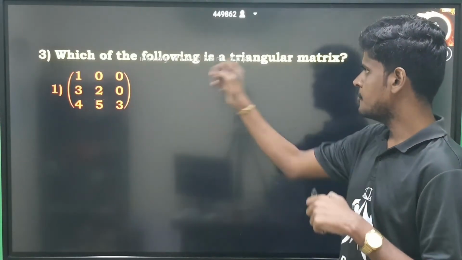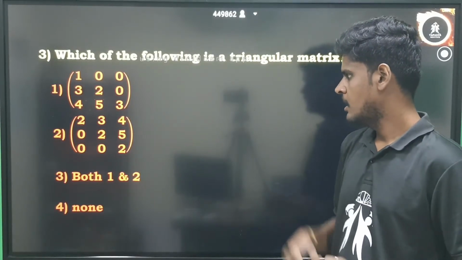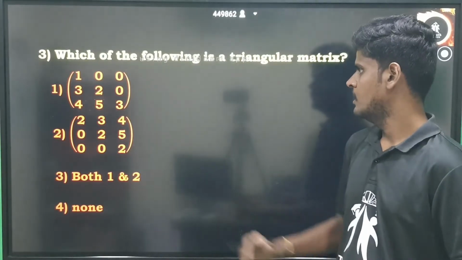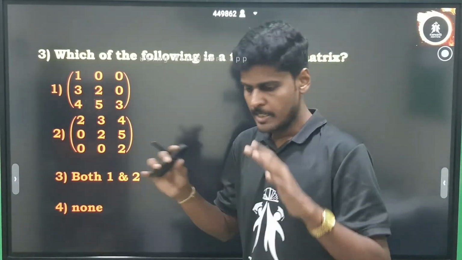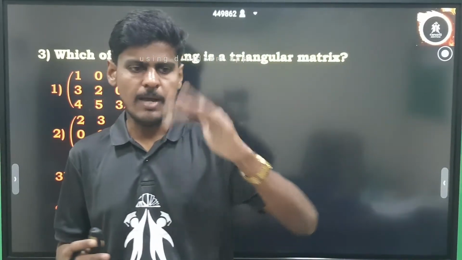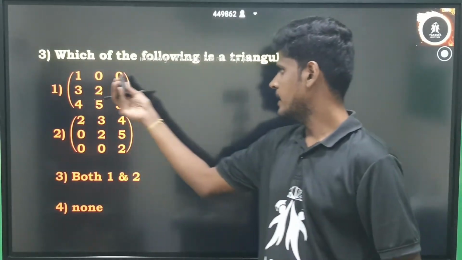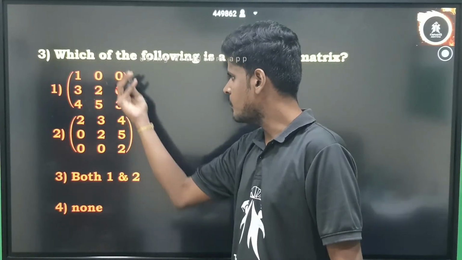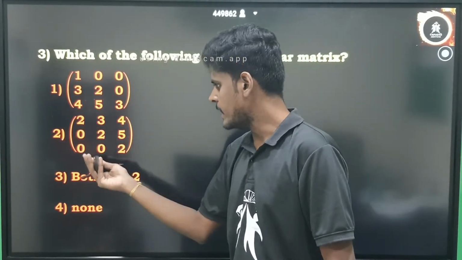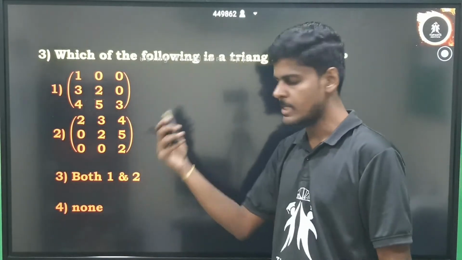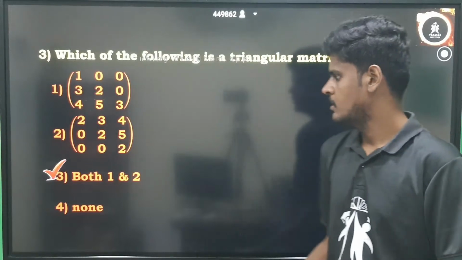Next one. Which of the following is a triangular matrix? Easy question. Check if this is a triangular matrix or not. What is the condition for a triangular matrix? A matrix which has the elements above the diagonal as 0 or the elements below the diagonal as 0. Here this matrix has all the elements above the diagonal as 0. This matrix has all the elements below the diagonal as 0. That means both are triangular matrices. So what is the option? Both 1 and 2.